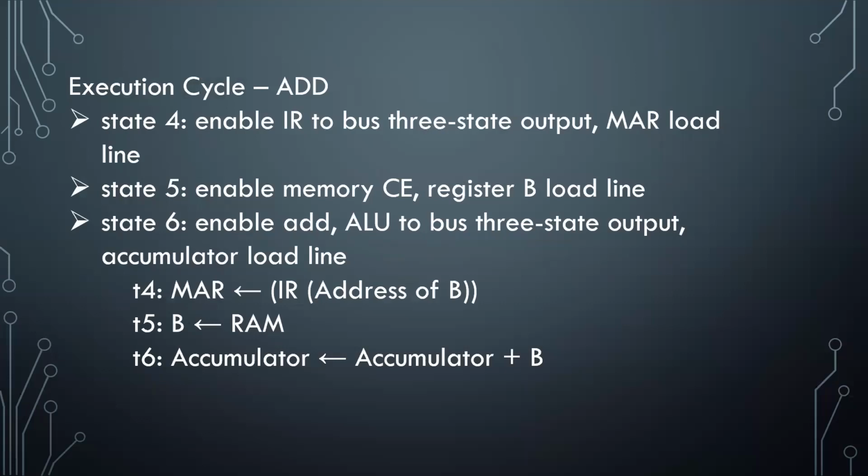Execution cycle for ADD. State 4: enable IR to bus 3 state output, MAR load line. State 5: enable memory CE, register B load line. State 6: enable adder ALU to bus 3 state output, accumulator load line. T4: MAR gets the IR address of B. T5: B gets the RAM contents. T6: accumulator gets accumulator plus B.